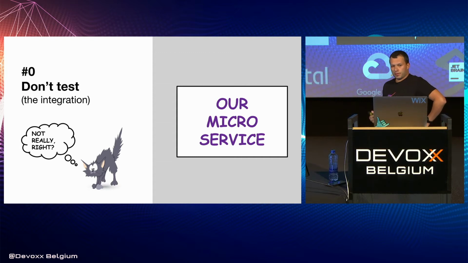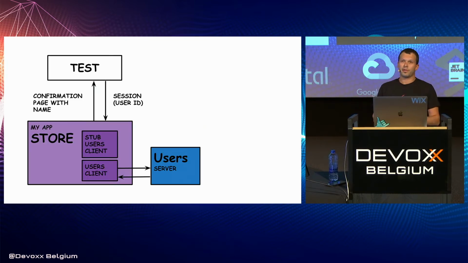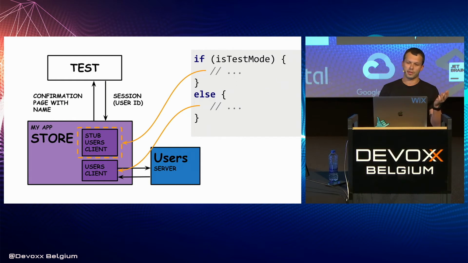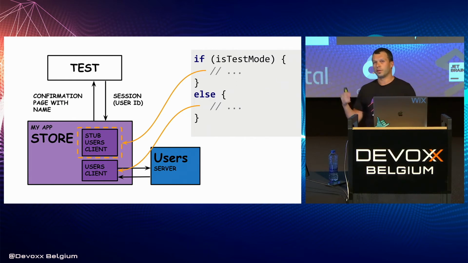So I want to talk a bit more about this. Some developers find a way around this. So they think that they test, but not really. What they do is they have the user's client and also something else called stub user's client. And then in test, they have something like this. So if it's in test mode, use the stub user's client. If it's production mode, use the real one.